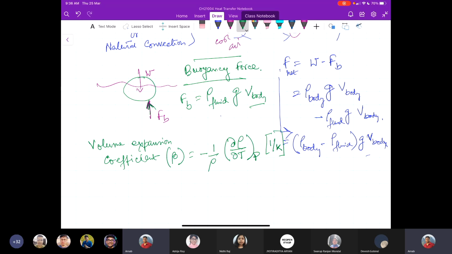Now, one thing you can immediately tell me: if the fluid is an ideal gas, then what is the volume expansion coefficient?